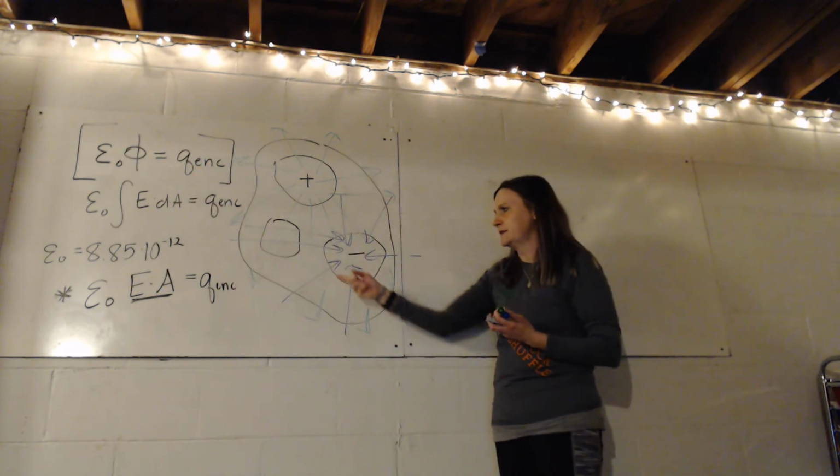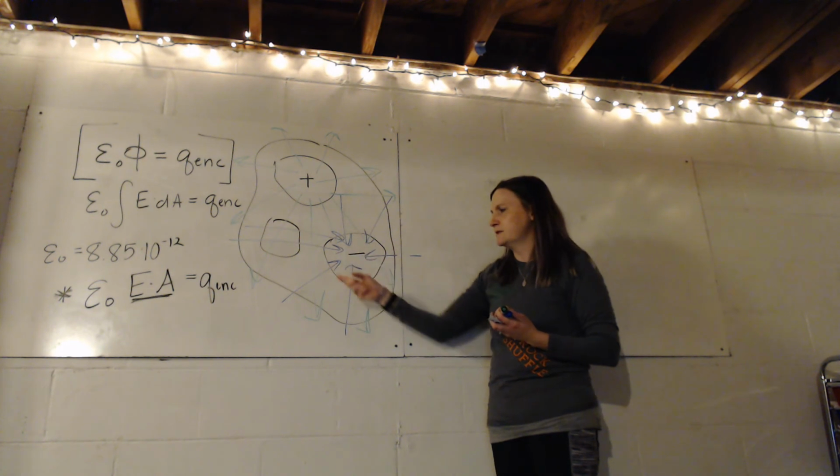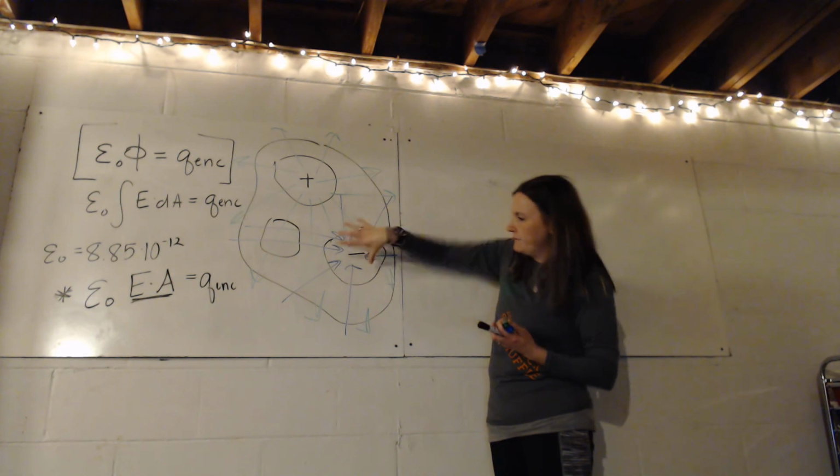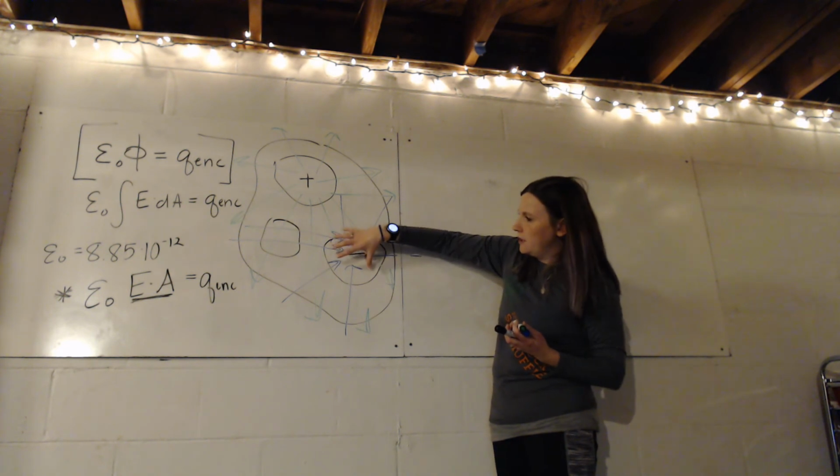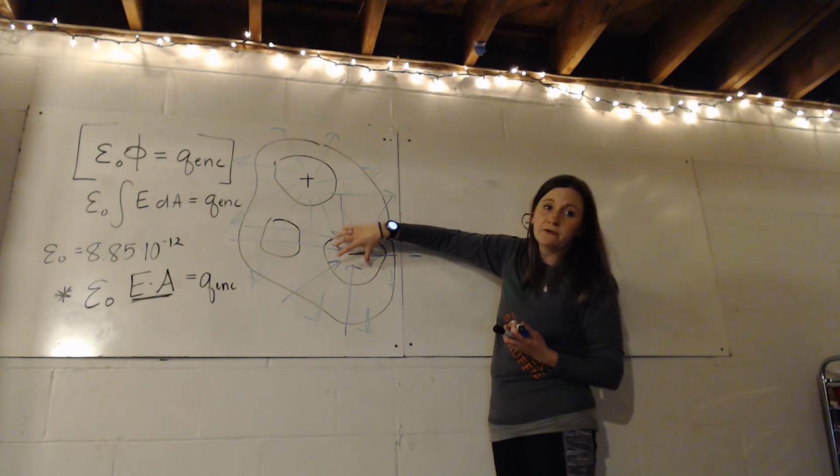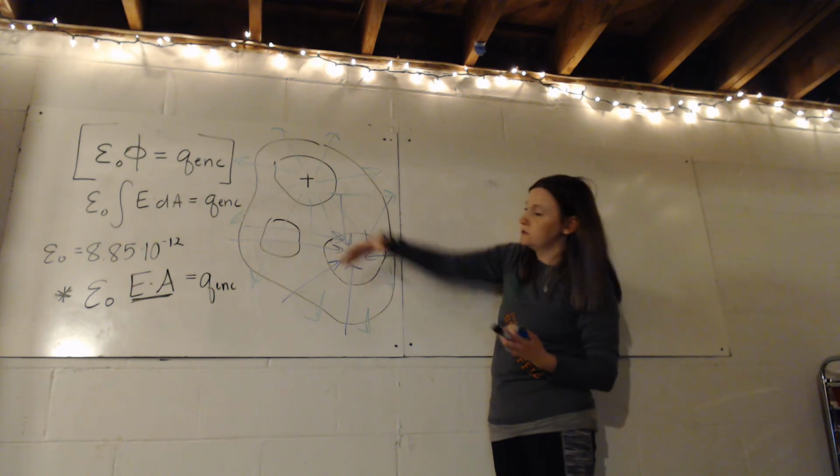So if I look at this Gaussian surface that I drew just around the negative charge, I have overall a negative flux. Most of the field lines are piercing into this surface, which tells me I have a negative charge inside the surface.